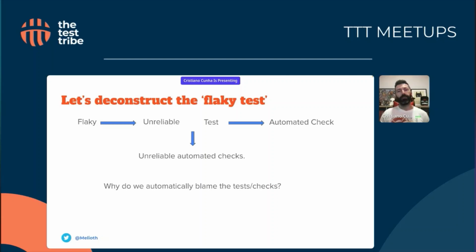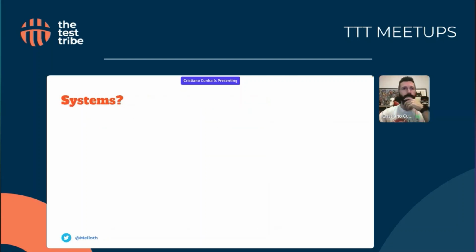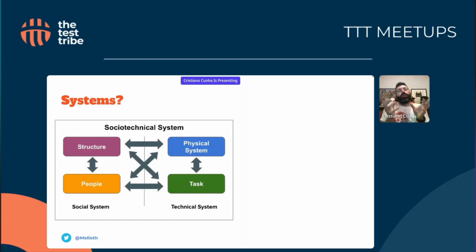But before continuing, and if we are not blaming the tests and the checks, like I said, we need to look at the systems. So if the tests have found a flaky behavior, they have found a flaky behavior of the system that you are testing. And what are these systems that I'm talking about? So systems here are actually, what I want to talk about is the socio-technical system.